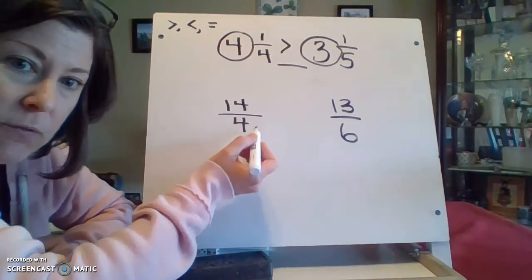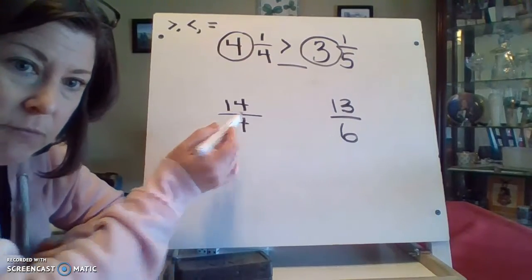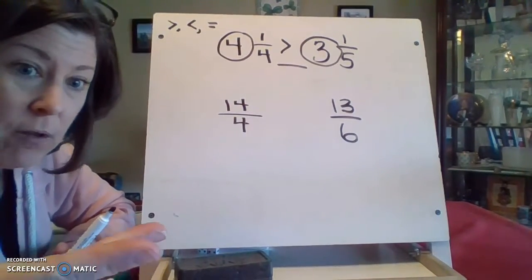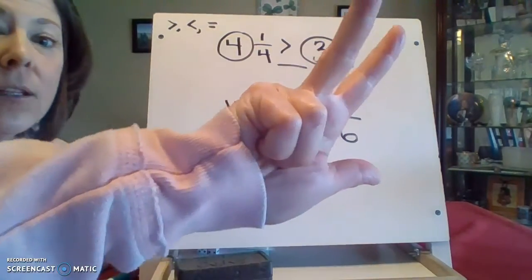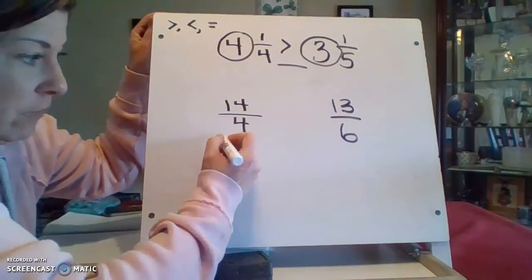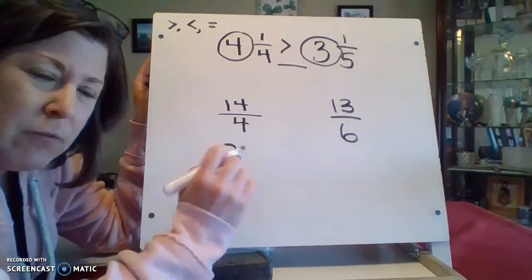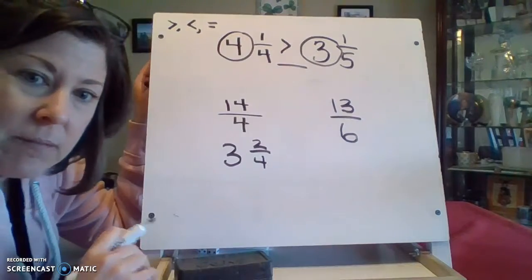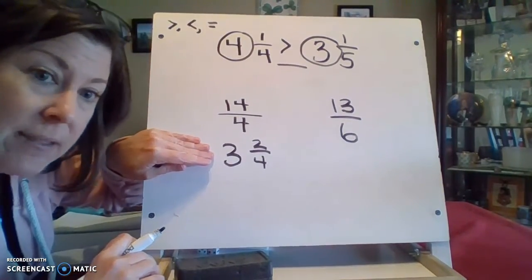So I know that with 14 fourths, how many groups of 4/4 can I get from 14? 4, 8, 12. Okay, that's 3 4/4. That was 12, 13, 14. I still have 2 left. So 14 fourths is the same as 3 and 2/4.